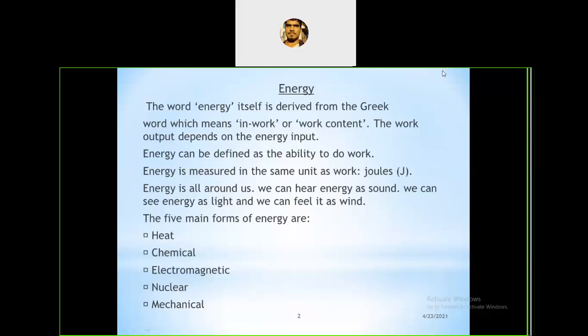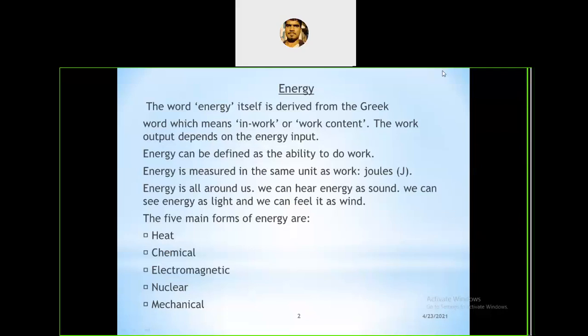Energy can be defined as the ability to work. The work output depends on the energy input. If you provide the input, then only you will get the output. For output, we need an input. That input is energy, and the output is work. So energy can be defined as the ability to do work. If you want to do any work, we need energy. So with the energy, with the ability, we can do the work.